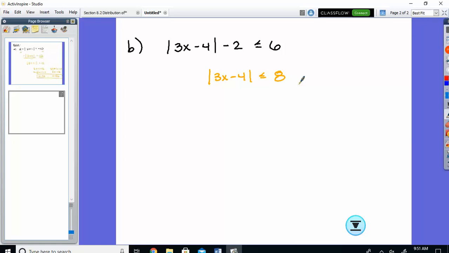Okay, then we ask ourselves if this was an and or an or. Remember, less than is an and statement, greater than is an or. So this is a less than, so it's an and. So that means my answer should just be one interval, a starting and a stopping point. To do that, we set it between the negative and the positive. And then we solve. So add 4 to everything.